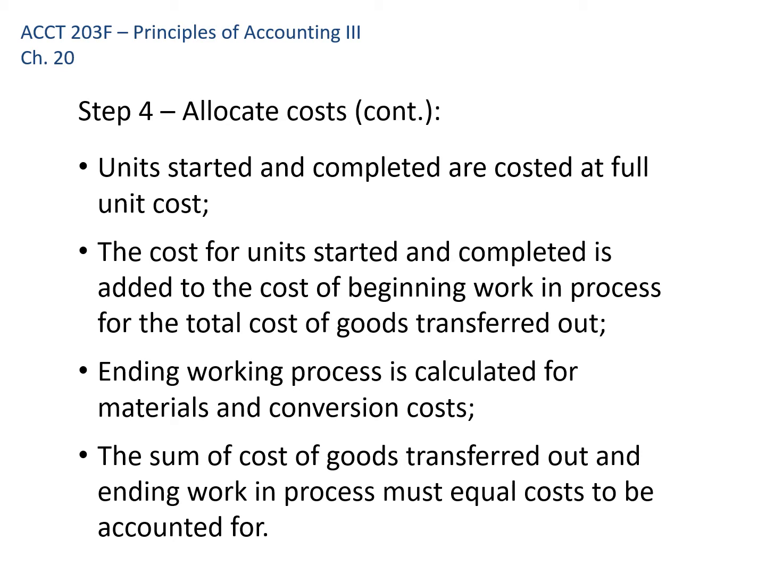So I need to take a look at how much I had in cost for beginning work in process and then what it cost me to finish that. And I'll add that to the cost of the units I started and completed. I then need to calculate the cost of ending work in process. The sum of the cost of what I transferred out and the cost in ending work in process must equal the cost that I'm responsible for, my total cost.